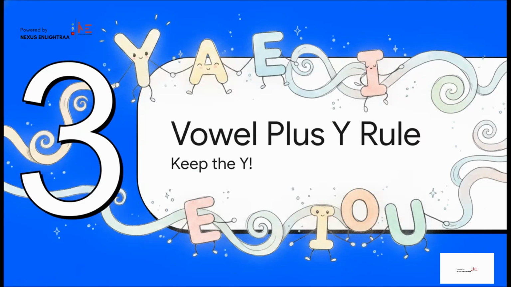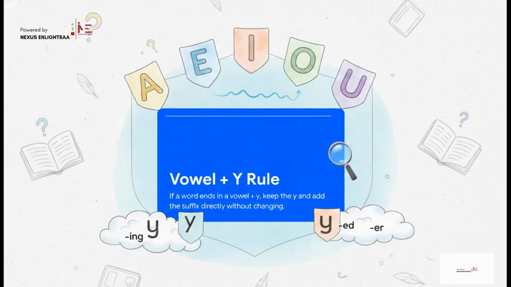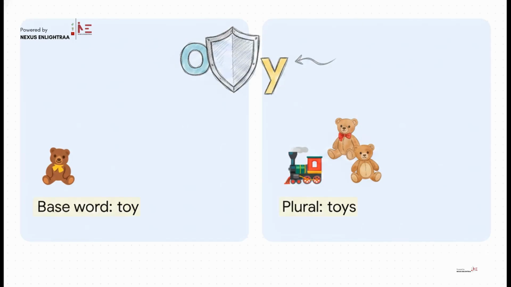Section 3. The vowel plus Y rule. Keep the Y. Time for the second half of our anchor chart. What happens when Y is hanging out with another vowel? Well, if a word ends in a vowel, that's A, E, I, O, or U, followed by a Y, you just keep the Y and add the suffix directly. The vowel acts like a protective shield for the Y, so you don't need to change a single thing about the base word. Notice how the O protects the Y in the word toy.